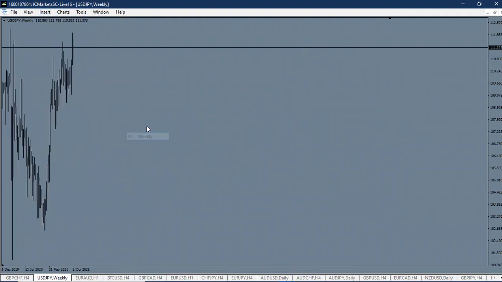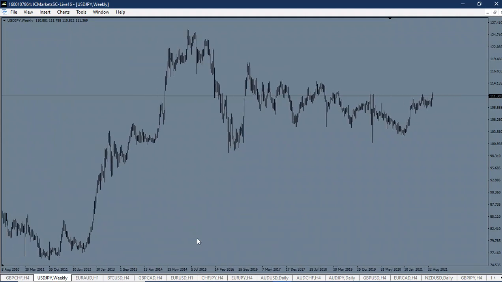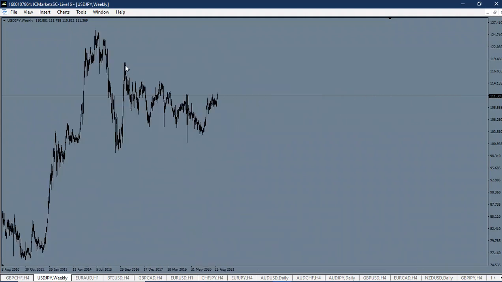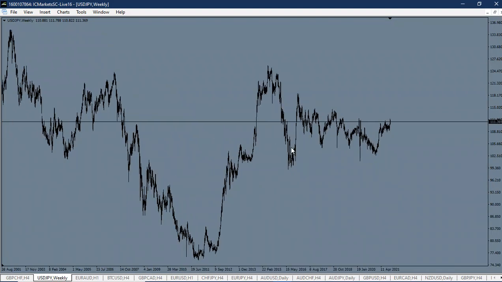USDJPY. As you can see here, price has been consolidating here for a few months now. See a consolidation, pushed up, then started consolidating for a few months right here.